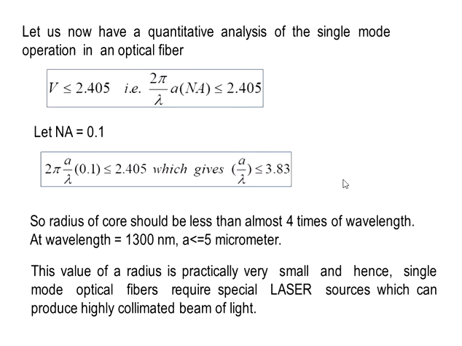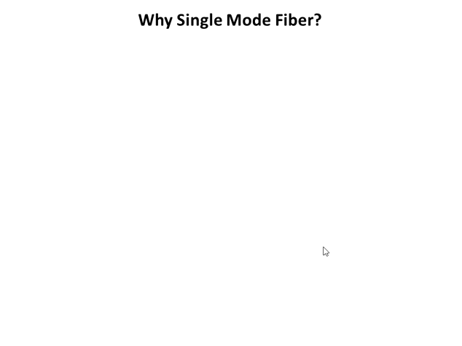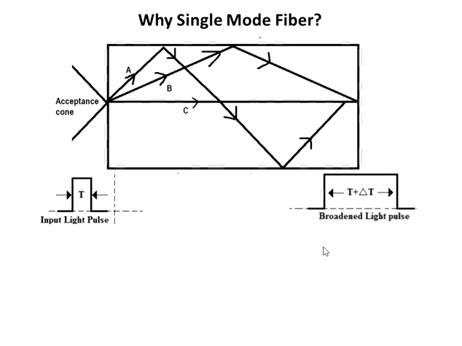Now, if we consider the multimode fiber, definitely the diameter of core is large and it is easy to launch the light inside multimode fibers. But the disadvantage of multimode fiber is the intermodal dispersion. This dispersion is caused due to different arrival times of different modes.